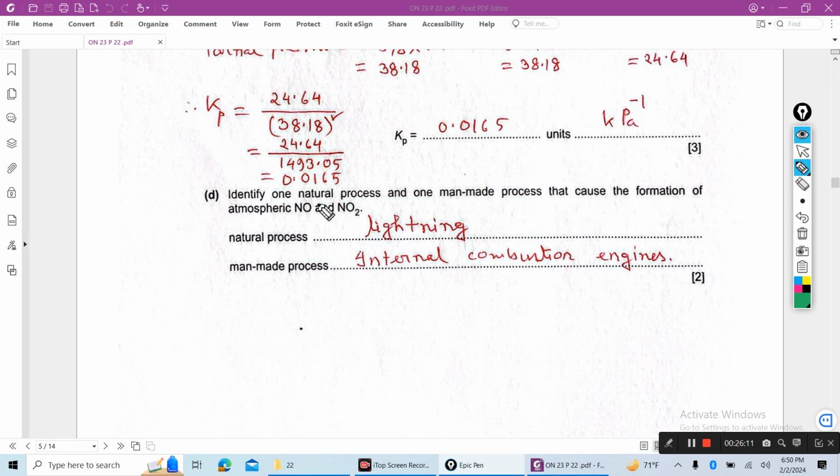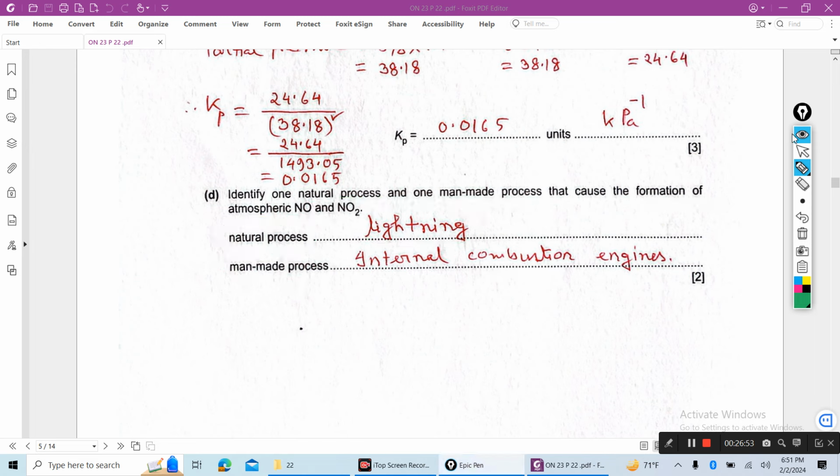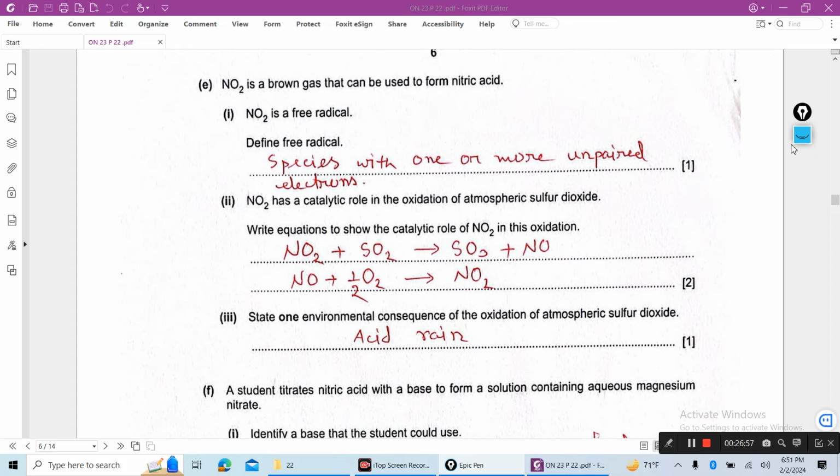Now identify one natural process and one man-made process that cause the formation of atmospheric nitrogen monoxide and nitrogen dioxide. The natural process is lightning, thunderstorm lightning. The man-made process will be internal combustion engines, which produce nitrogen monoxide and nitrogen dioxide. And in the natural process, during lightning, nitrogen monoxide and nitrogen dioxide are produced. Nitrogen dioxide is a brown gas, you know, that can be used to form nitric acid. Nitrogen dioxide is a free radical.